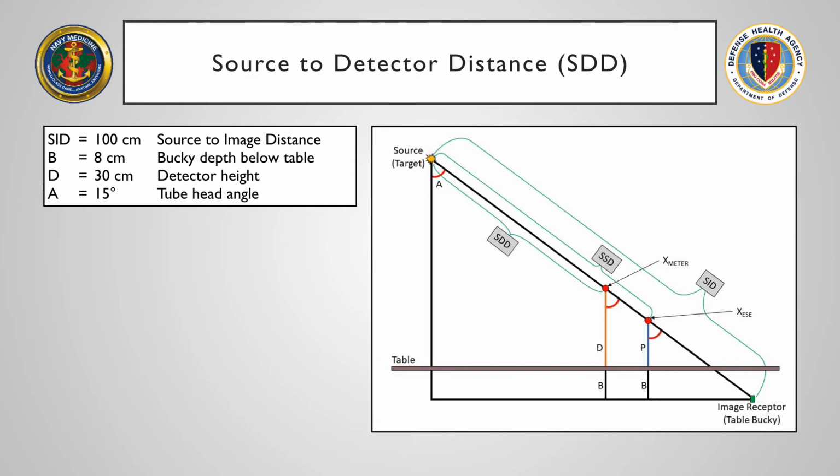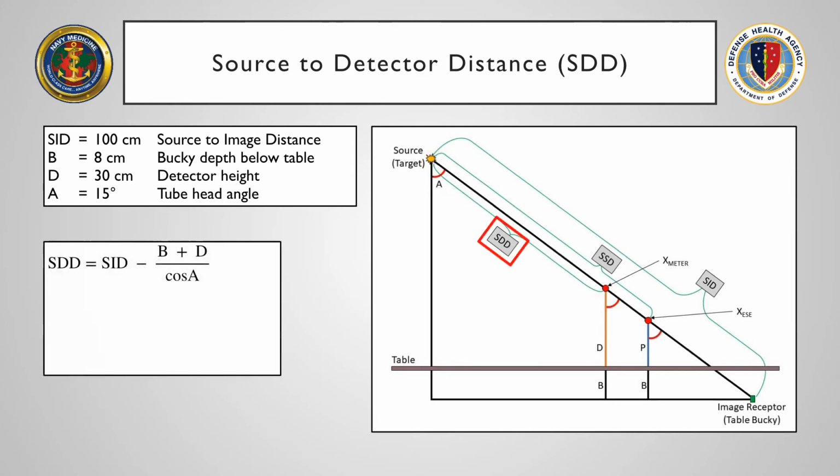So, to get the source to detector distance, we need to subtract the distance of the smaller triangle on the screen from the source to image distance. So to determine the right side, the perpendicular length of that triangle, it's 8 centimeters of the bucky depth plus the detector height above the table, which is 30 centimeters, divided by the cosine of 15 degrees. When doing that, we get 60.66 centimeters source to detector distance.